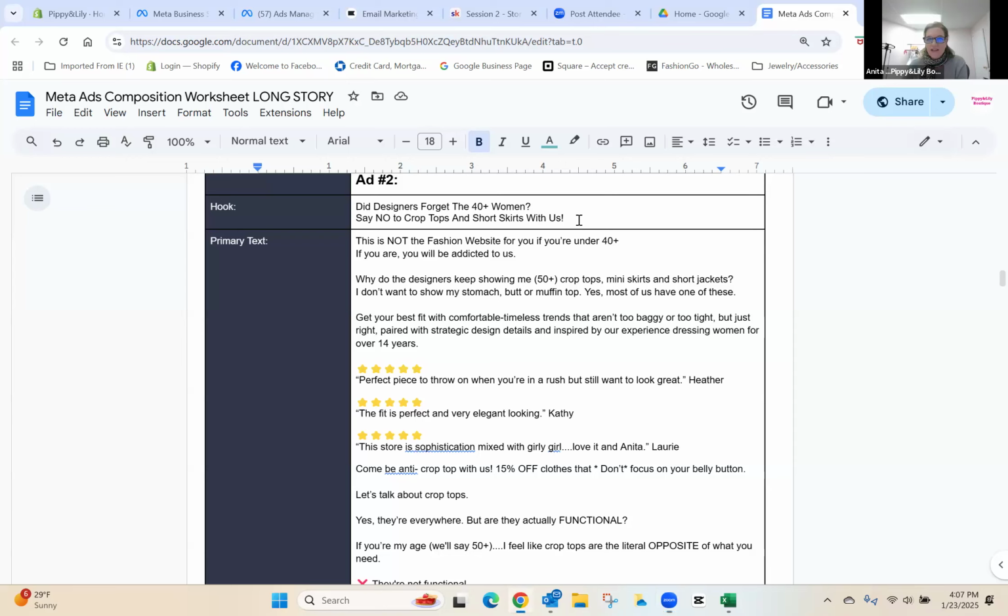Okay. Write this down, don't write it here. The only thing I'm changing is the second line. I don't want to do the "say no to crop tops." I want the Anita experience. All we see when we scroll is this, this, and this. Short skirts, crop tops, you know?